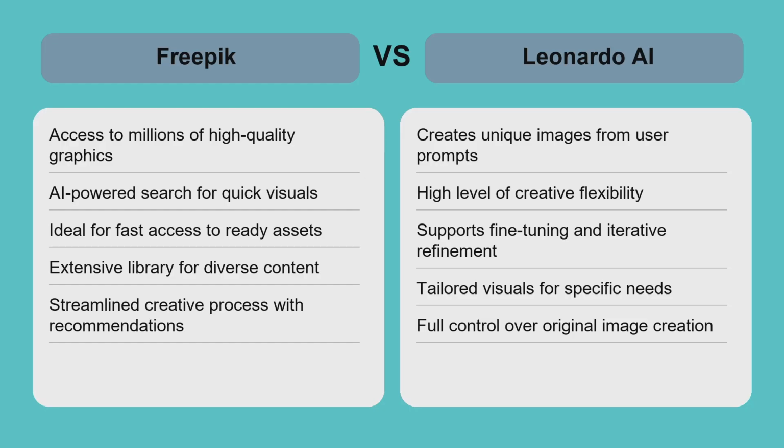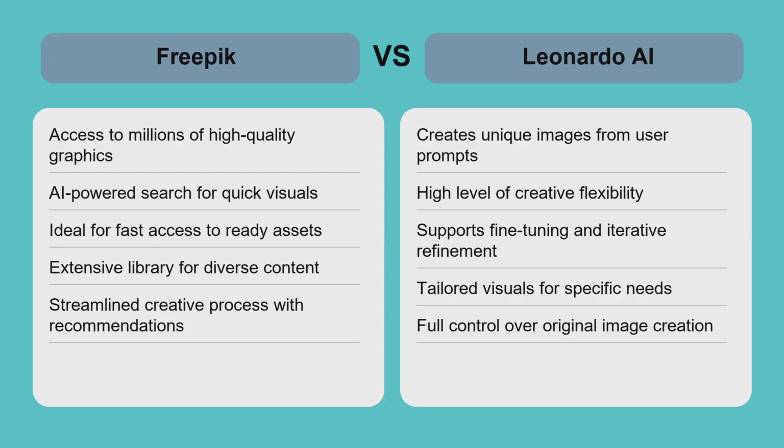Comparing Freepik and Leonardo AI highlights a trade-off between resource availability and creative control. Freepik excels in providing instant access to a massive library of polished graphics, perfect for projects needing quick, reliable visuals without deep customization. Leonardo AI, on the other hand, shines when originality and tailored content are priorities, offering powerful generative capabilities to produce unique images from scratch.